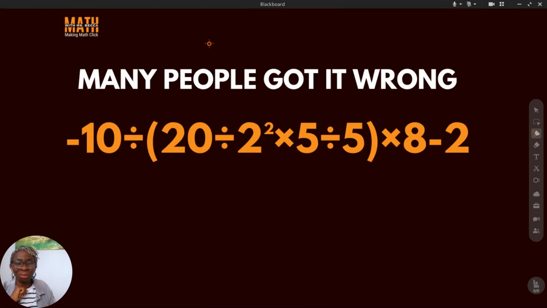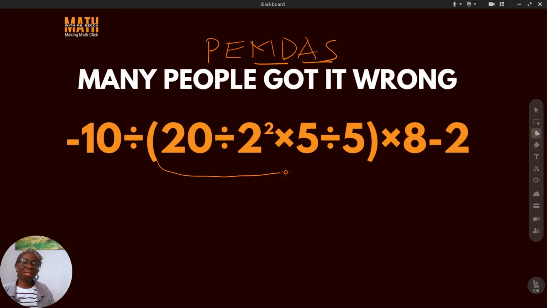We are to use the PEMDAS rule. That is, we are to solve what we have in the parentheses, the bracket, before exponent, then multiplication and division, you solve from left to right, then addition and subtraction, you also solve from left to right. So let's start with the parentheses. This is what we have in the parentheses.